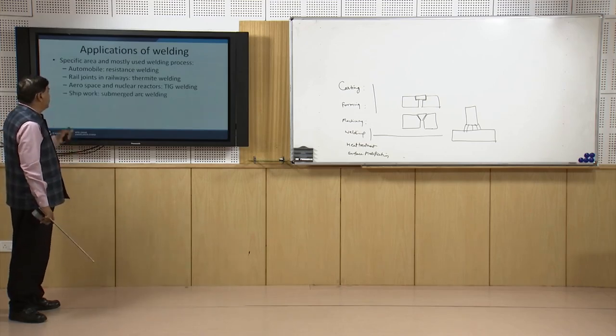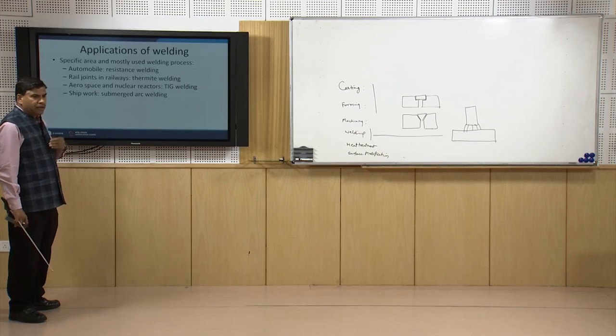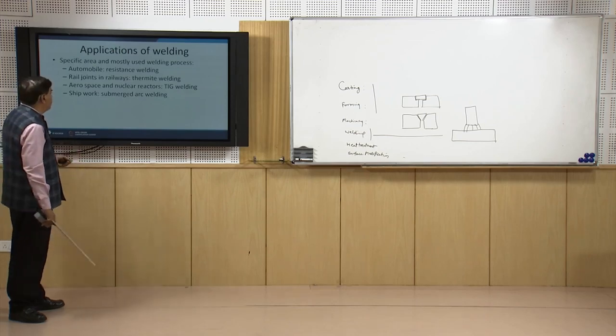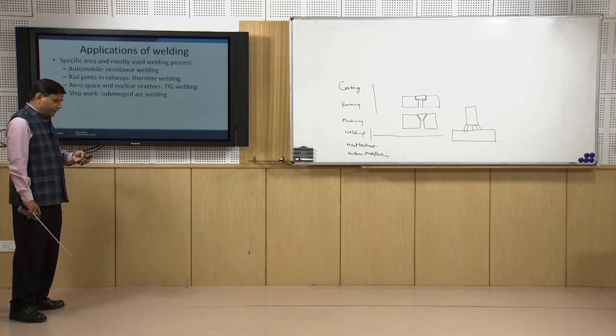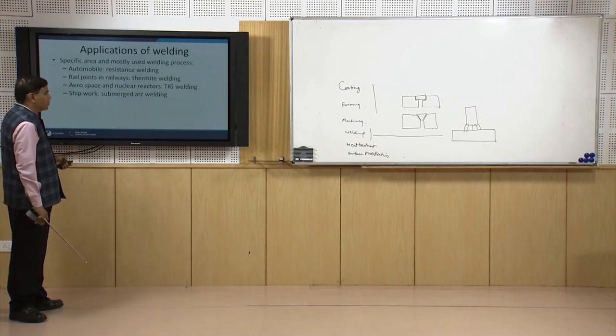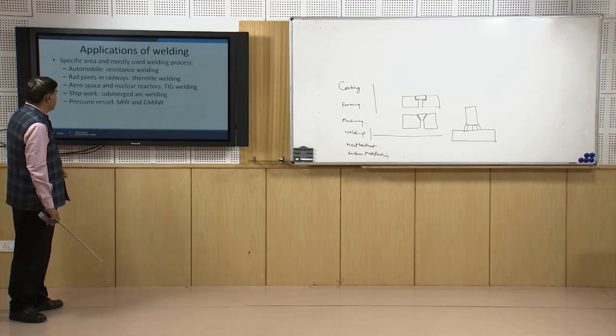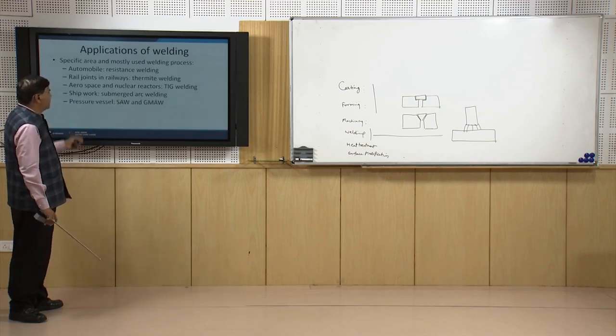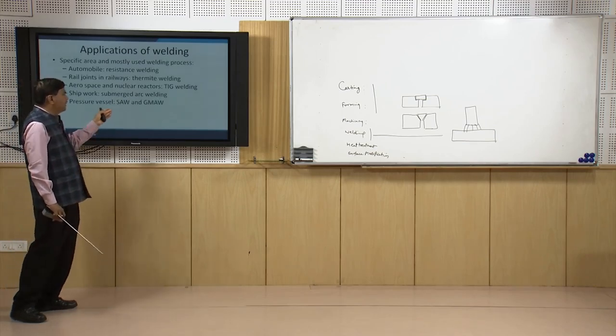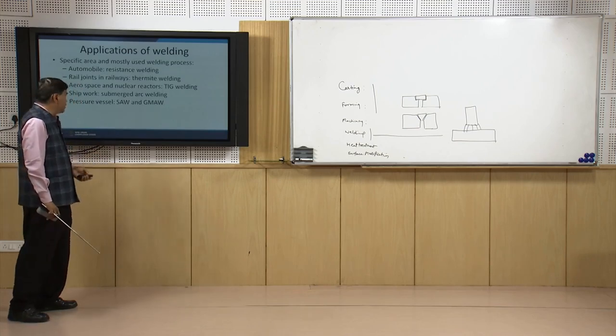Then in shipbuilding, for making large structures by joining simple plates, submerged arc welding is normally used, so that the metal can be deposited at a high rate and the desired dimensions can be achieved. In the pressure vessel industry, normally submerged arc welding and gas metal arc welding are used.